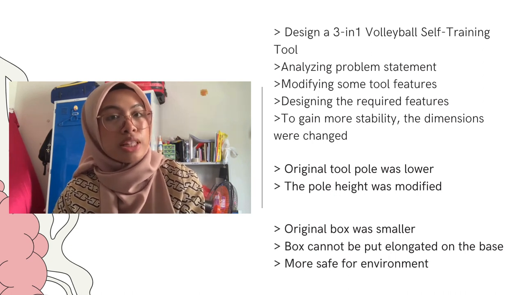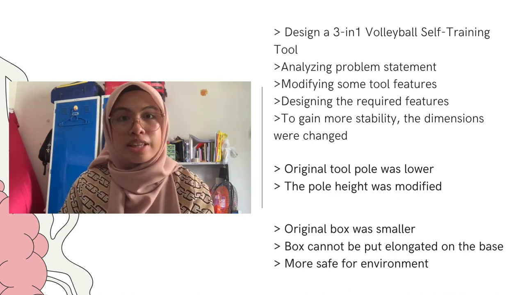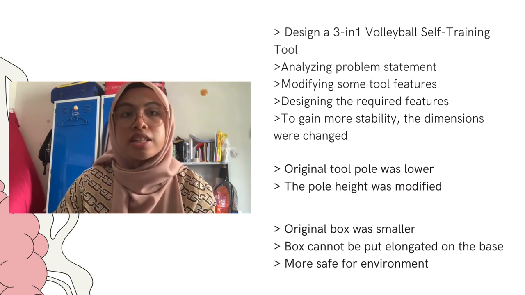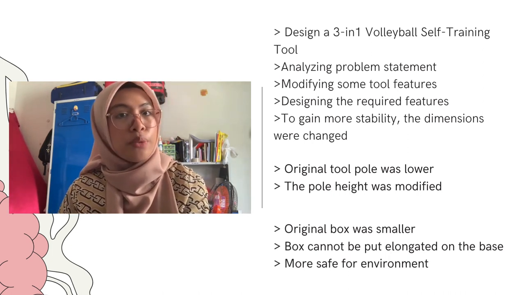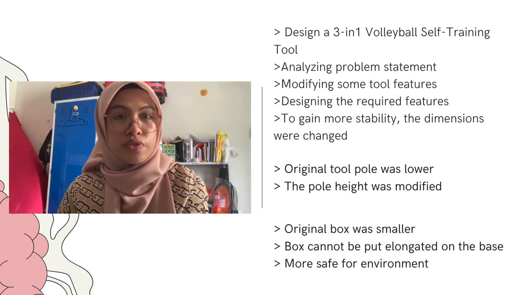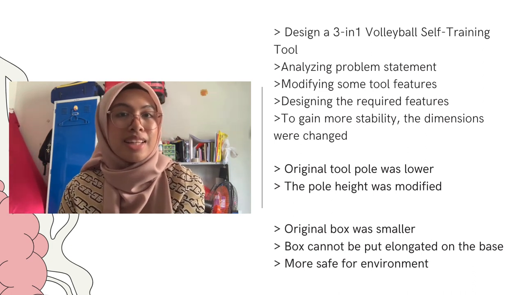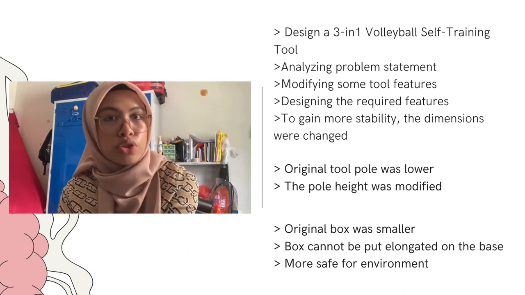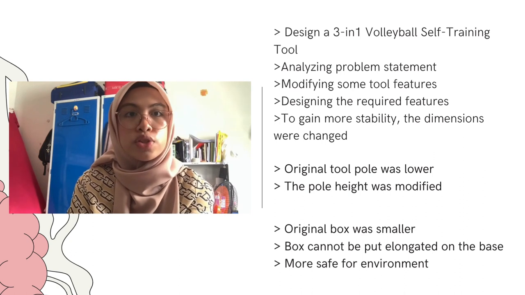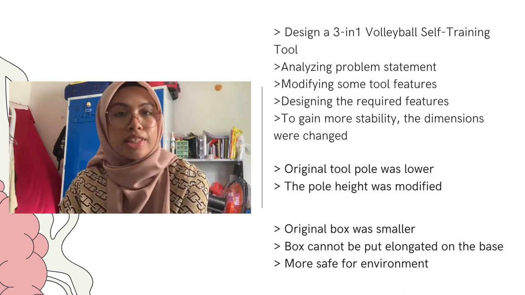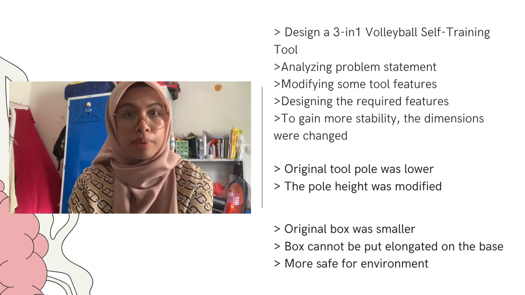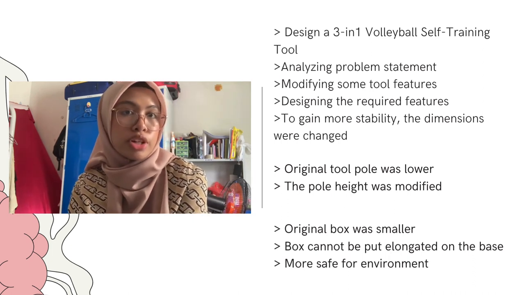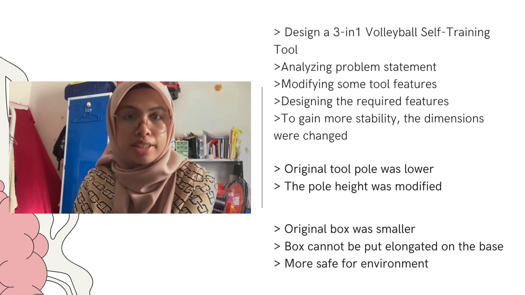The proposed solution is to design a 3-in-1 volleyball self-training tool by analyzing the problem statement to understand the required objectives, so that we can continue to modify the tool's features. By understanding the problem statement, we design the required features to complete this tool so that it can work accordingly to suit volleyball players. The original dimension of the tool is not very player friendly, so the dimensions will change so that the tool can gain more stability and facilitate players.